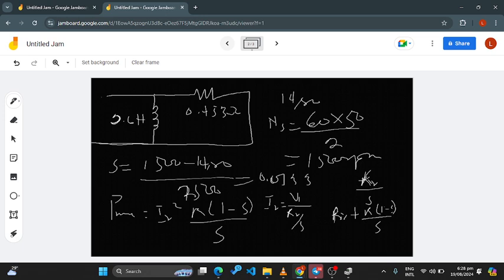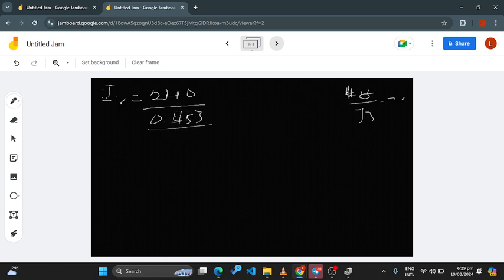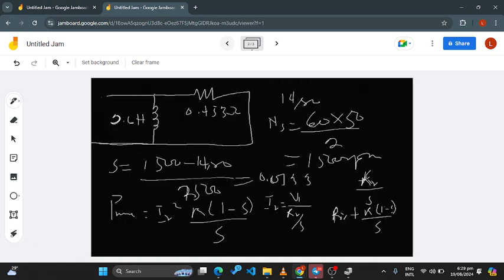What am I going to get? Okay, so I can determine IR. So IR, since I think that's also a question here, will be equal to what? V1. But V1 is the per phase voltage. So that would be 415 divided by root 3, and that will give you 240. So that will give me 240 divided by the resistance, which is 0.453, divided by the slip, and we found the slip to be 0.0133.